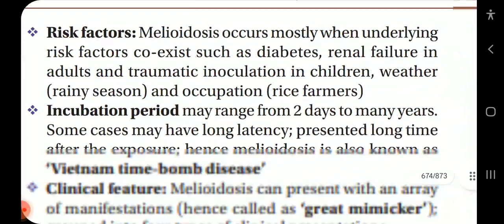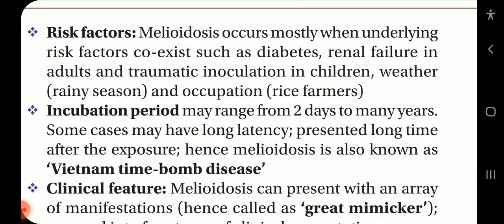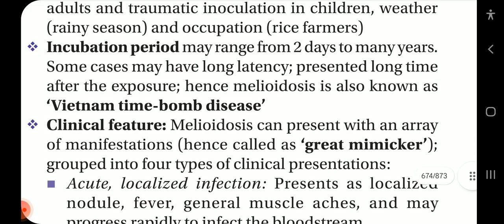Now the risk factors. Melioidosis occurs mostly when underlying risk factors coexist such as diabetes, renal failure in adults, and traumatic inoculation in children, weather, rainy season, and occupation like rice farmers. Incubation period may range from 2 days to many years. Some cases may have long latency, presenting a long time after the exposure. Hence, melioidosis is also known as the Vietnam time bomb disease.